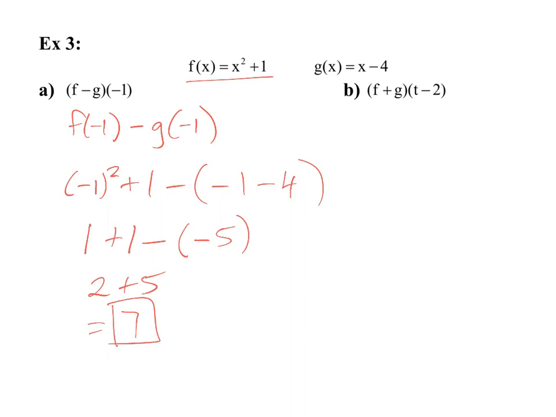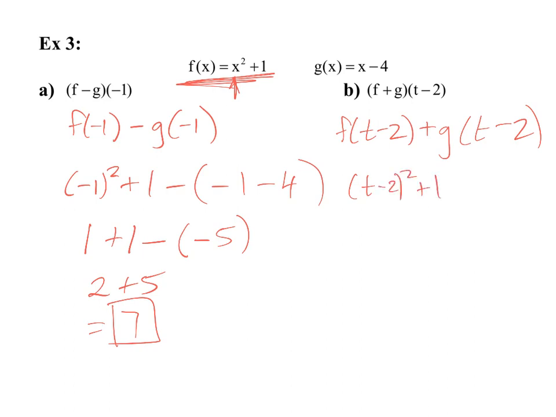Going on to part B, we have f of t minus 2 plus g of t minus 2. Have to be careful with this one. This confuses a lot of students. So I'm taking f and I'm plugging in t minus 2 for x. So I have t minus 2 squared plus 1, and then I have plus g, which is x minus 4. So for x, I'm plugging in t minus 2. That's the most important part. Once you get that, it should be a piece of cake.